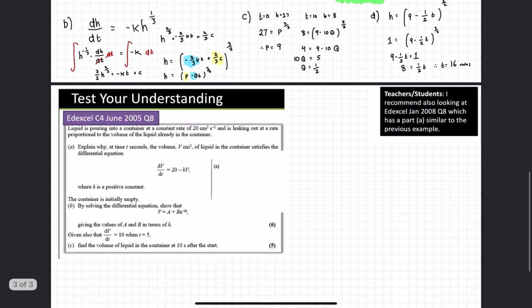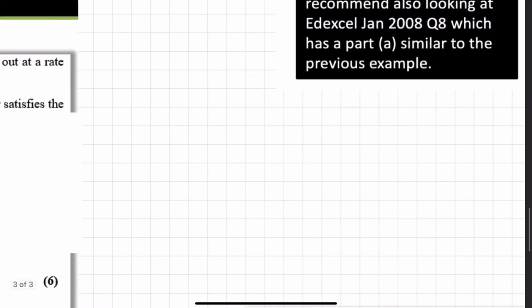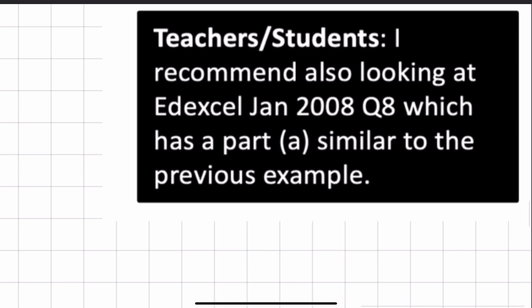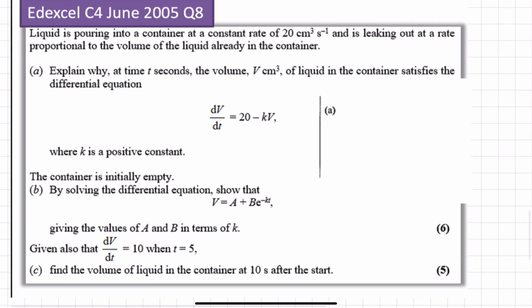Here is a question to test your understanding, and I've got a hint as well, if you want some more practice afterwards. Edexcel 2008, Question 8 is a good one. So let me zoom in here. You can pause the video and have a go at it, and I'm going to try my best to talk through it.